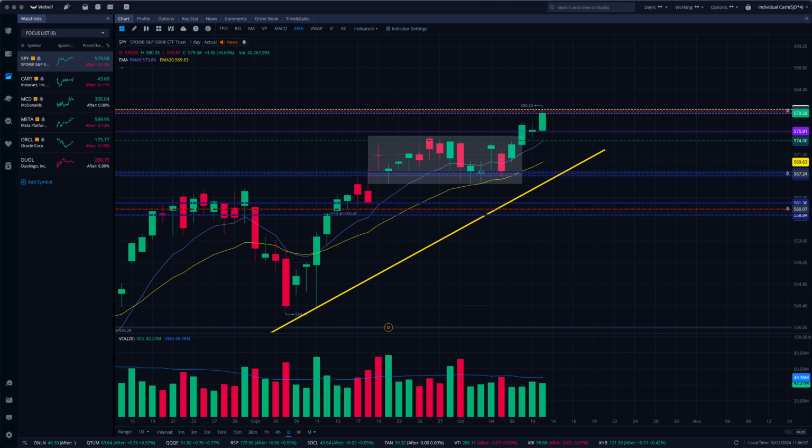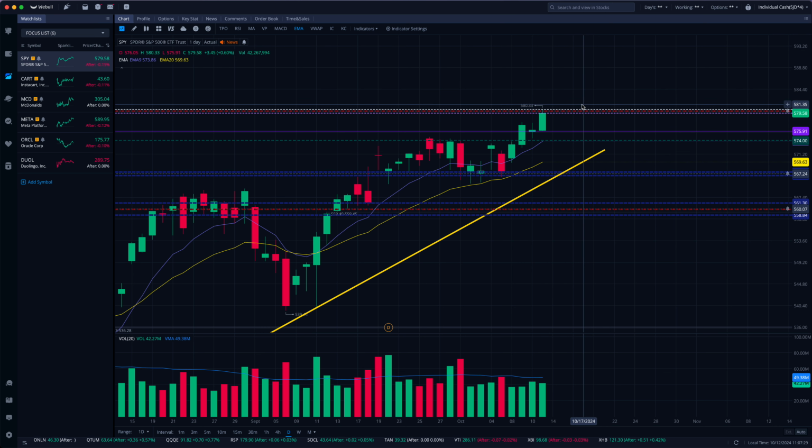We had chopped sideways, consolidated here for almost 3 weeks in about a $10 range. And last week, on Wednesday, we finally broke out of that range, okay? And you can see that on Thursday, we rested, and Friday, we broke out again. So now, coming into this next week, I'm filming this on Saturday the 12th, coming into the week of the 14th. We are a little bit extended.